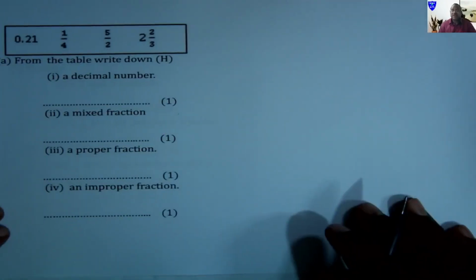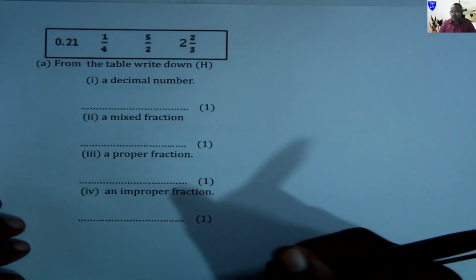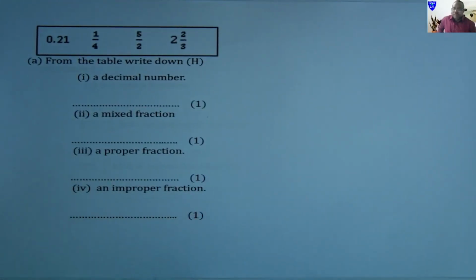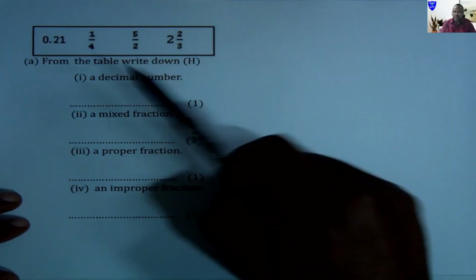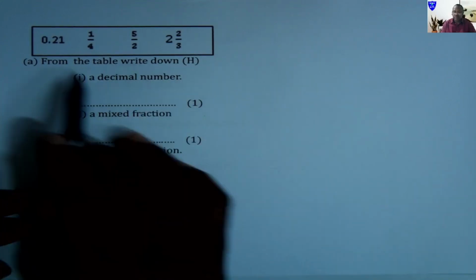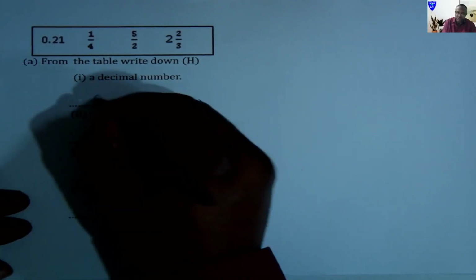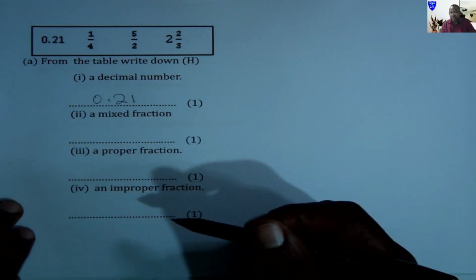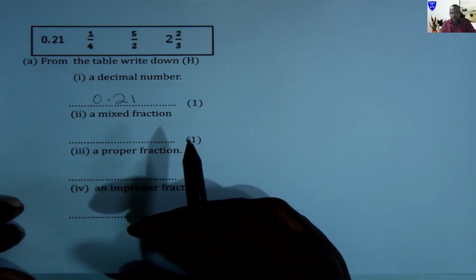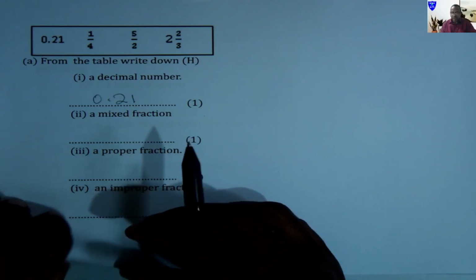Now, let us look at the actual examples that you might come across in an exam. Right, this is the example that wasn't clear earlier on when I was explaining the concepts. If you're given a question such as this one, say from the table, write down a decimal number. A decimal number is straightforward, that is 0.021. You can identify a decimal number by looking at a decimal point. If there's a decimal point in a number, then that's a decimal number.